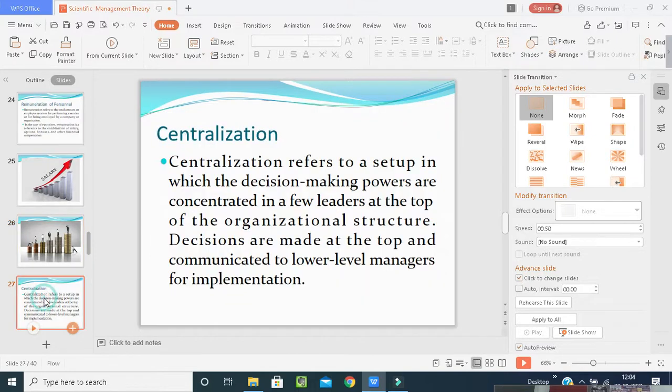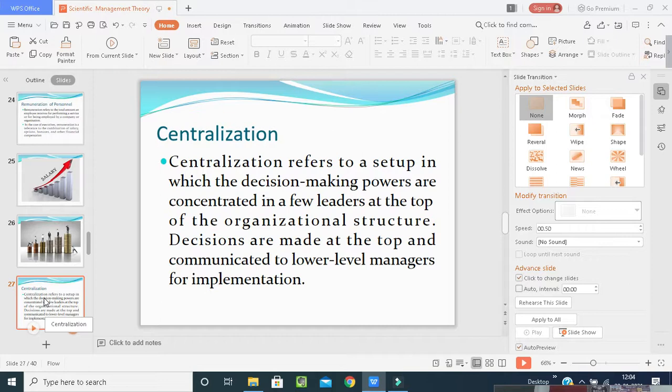Now coming to centralization. Centralization means what? It is a setup in which the decision-making powers are centralized in a few leaders at the top of the organization structure. Decisions are made at the top and communicated to low-level managers for implementation. Centralizing means taking the authority and giving the responsibility to the low-level people.